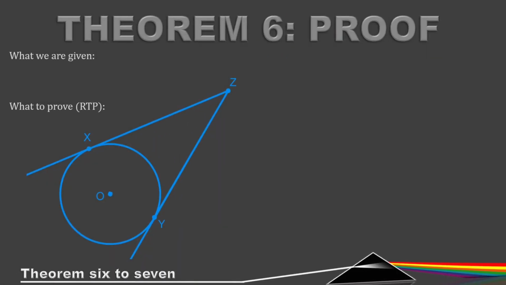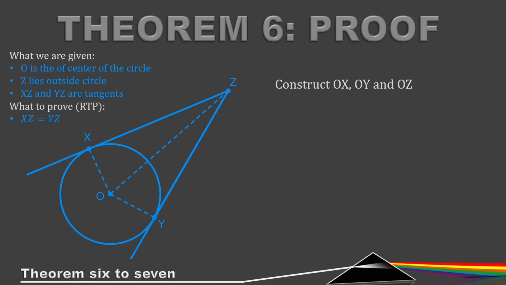Now to prove this theorem, we are given the following. We're given that O is the center of the circle, that Z lies outside of the circle, and that XZ and YZ are both tangents. What we need to prove is that XZ is equal to YZ. In this proof, we're also going to do constructions, and we are going to construct the following three lines: the two radii, OX and OY, and then also OZ.